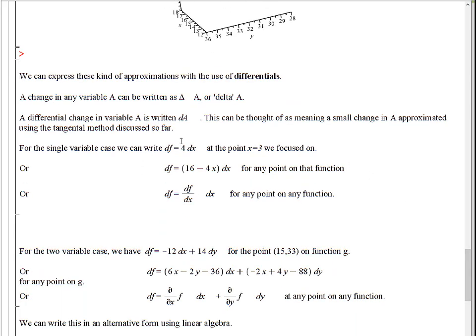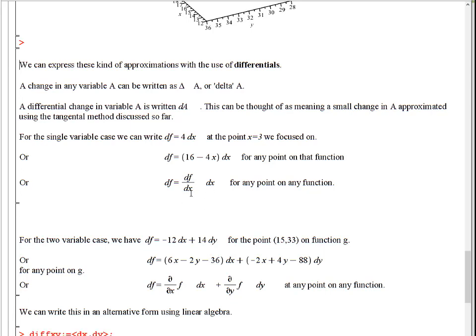If you look back, you'll see that's what we're doing. So we're just multiplying the change in dx by 4 to get the predicted change in df. That's just at the point x equals 3. For any point in that function, instead of 4, you'd have this, which is the derivative. And for any point on any function at all, you have the general sign for the derivative here.